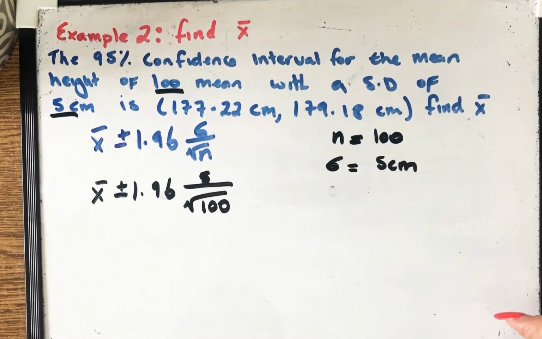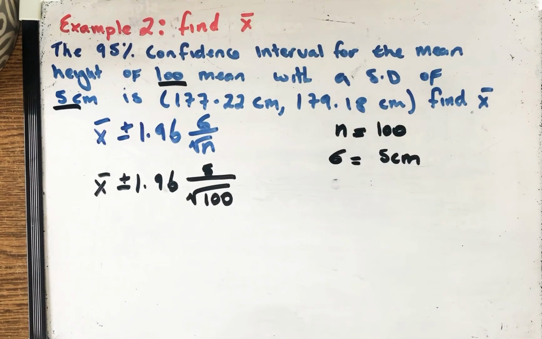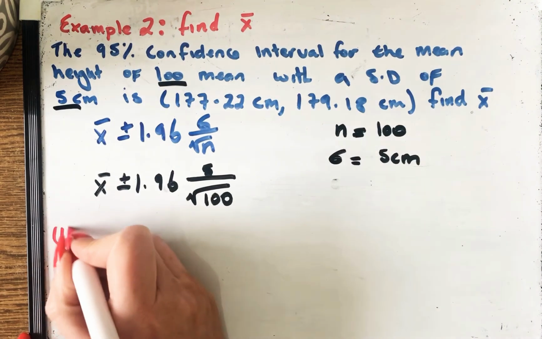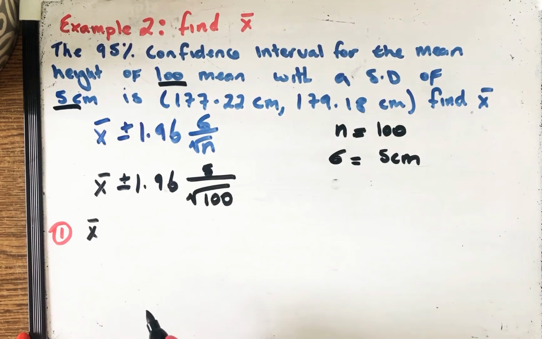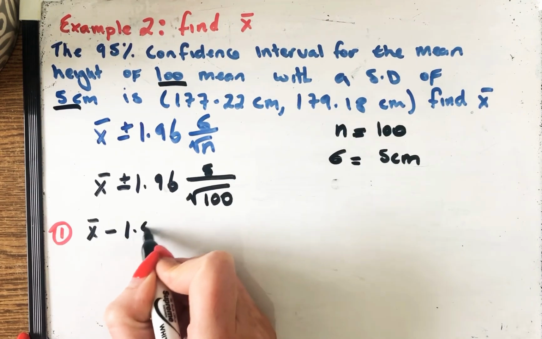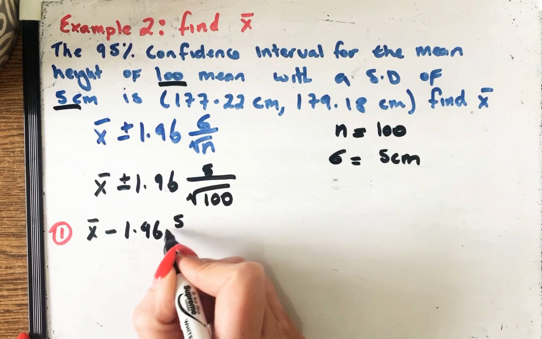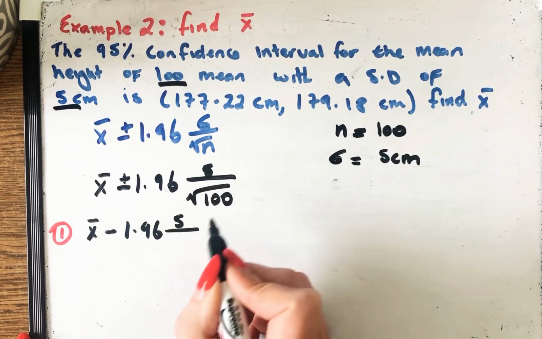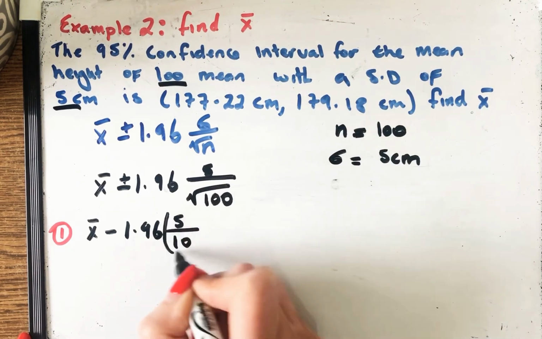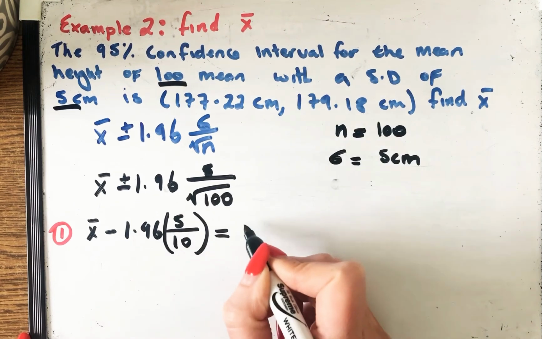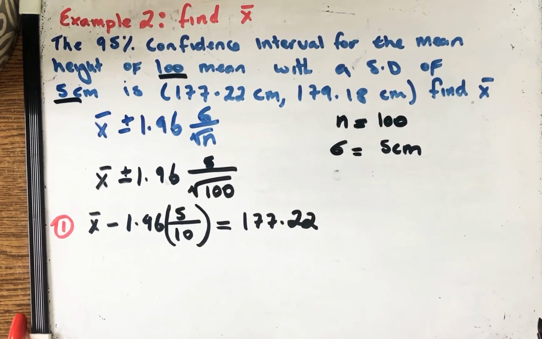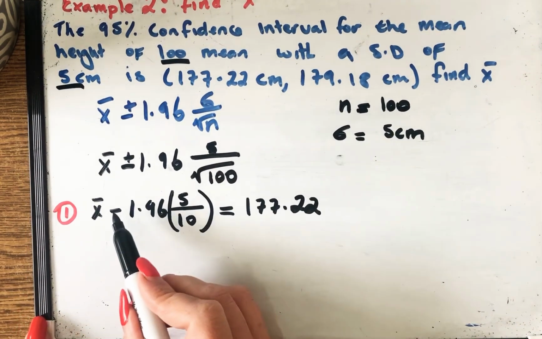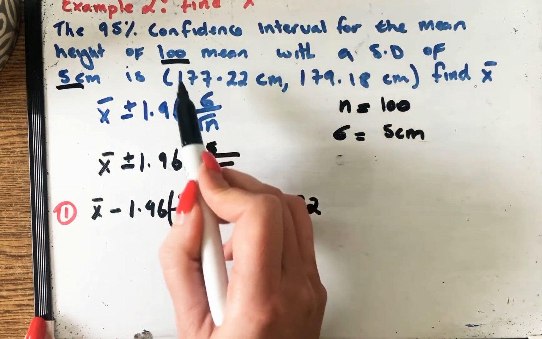So let's make two separate equations and let's label these equations. So equation 1, we have x bar, start off with the negative one, minus 1.96 times 5 all over, let's change this root 100 to 10 while we're at it. And we're going to equal that to 177.22. So that's our first equation. So we're using our negative sign here, and that is the lower interval value.